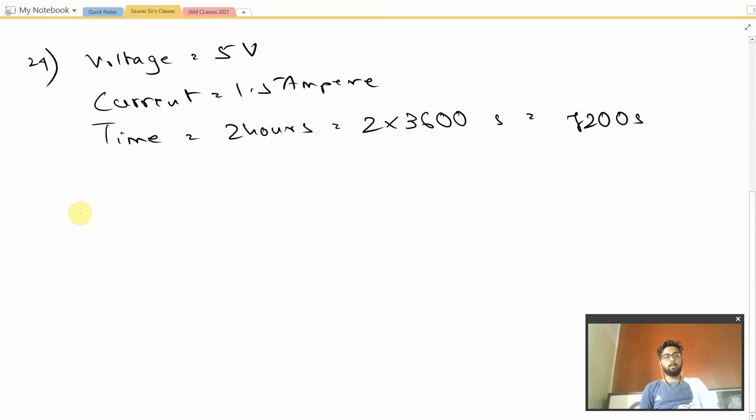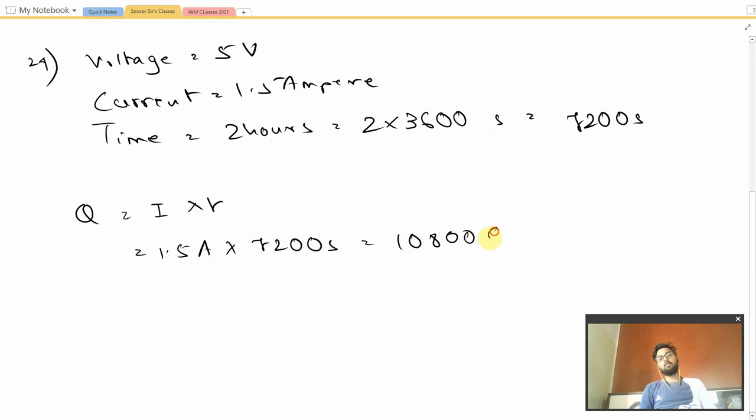We know that charge Q is equal to I into T, where I is the current and T is the time. Here the value of voltage is not required; it is just there to confuse you and nothing else. So the value is 1.5 ampere into 7200 seconds, which gives 10800 coulombs. Obviously the answer required is in coulombs, so in the chat box you will be writing exactly 10800. So 10800 is the correct answer.